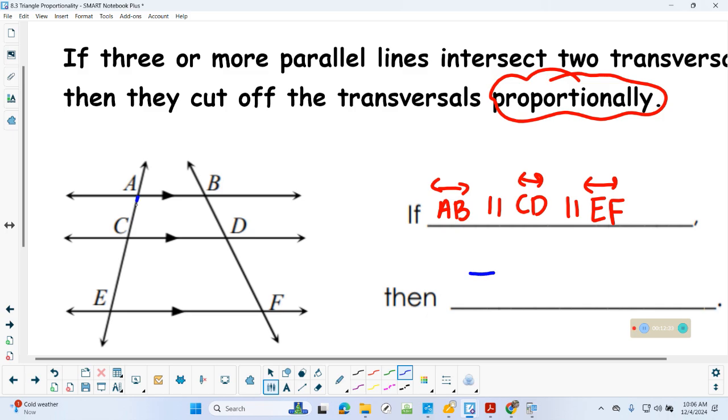So again, we're going to match them up. I'm going to start on this side. I'm going to do AC first, and then, of course, CE underneath it, equals, what's your second fraction going to be? What's the top? What matches up to AC? BD, over DF.